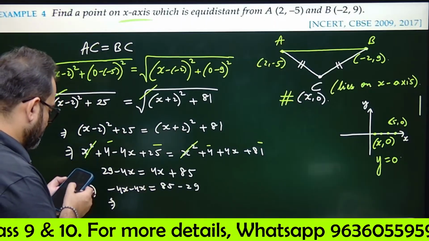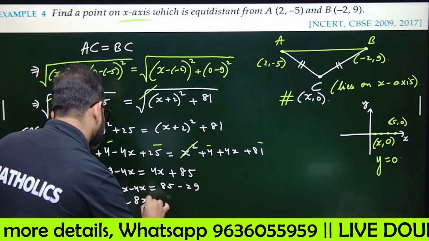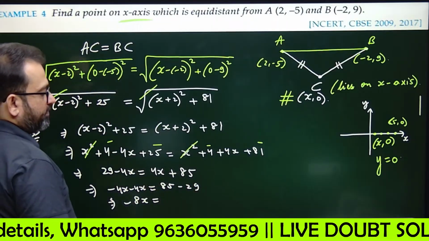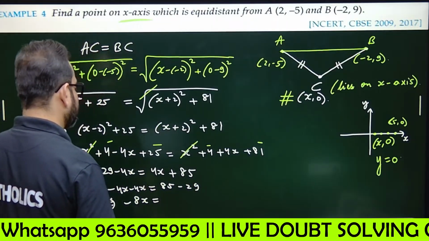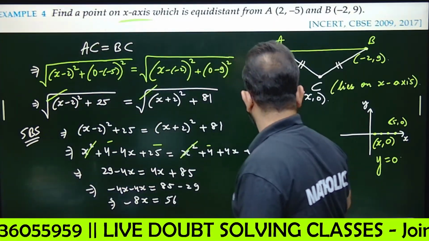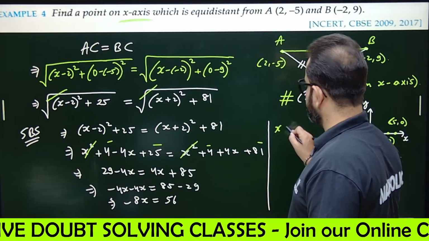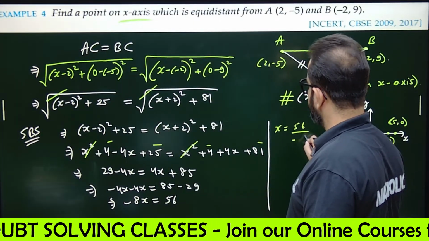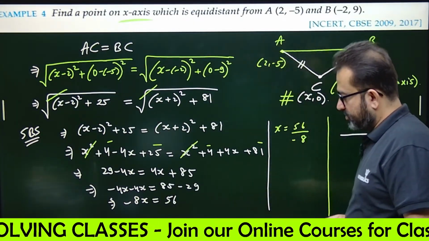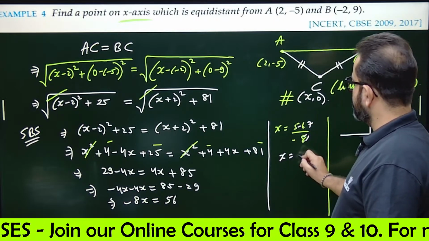Clear? Now if you solve this one, minus 4x and minus 4x will be minus 8x equals 85 minus 29. If it is 30, it is 56. It is 56. So that means x equals 56 upon minus 8. Yes or no? Yes, sir. So 8 sevens are 56, x equals minus 7.